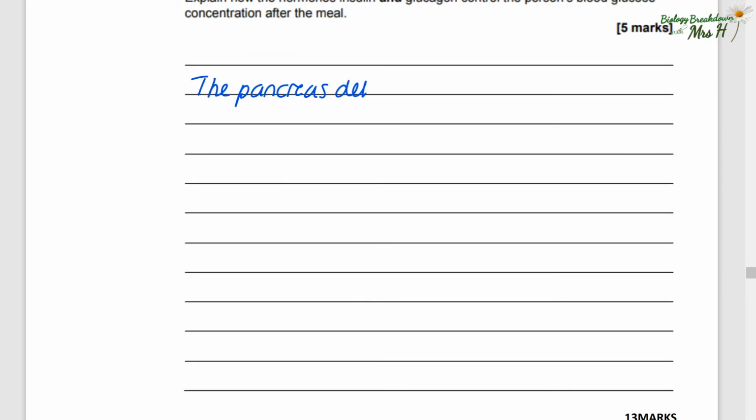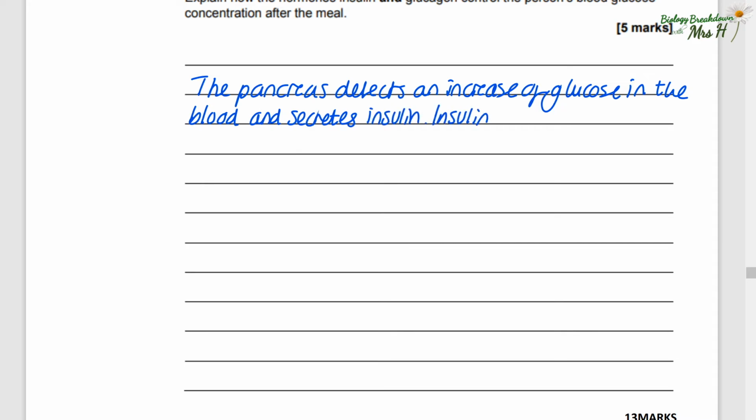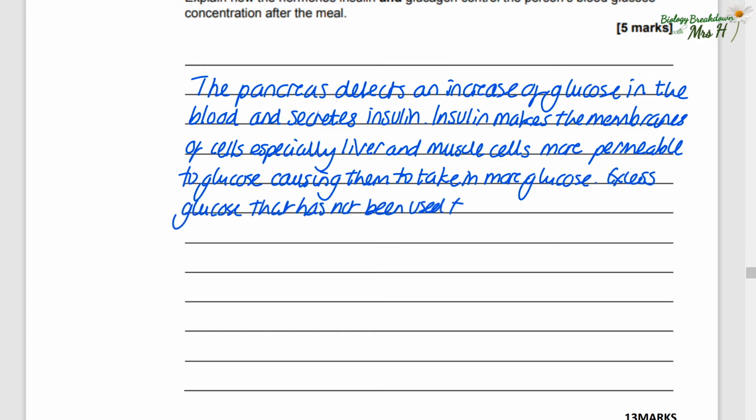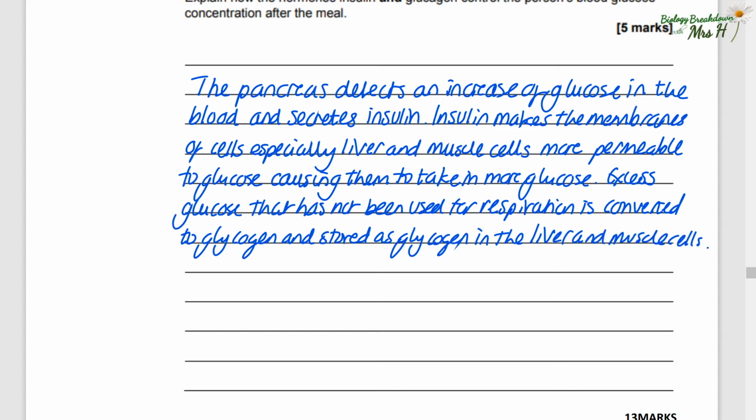The pancreas detects an increase of glucose in the blood and secretes insulin. Insulin makes the membranes of cells, especially liver and muscle cells, more permeable to glucose, causing them to take in more glucose. So the permeability of the cells, that is a second mark there. If there is excess glucose that has not been used for respiration, that can be converted to glycogen and stored as glycogen in the liver and the muscle cells. So the liver and the muscle cells are the only place where you can get this conversion and storage of glycogen.